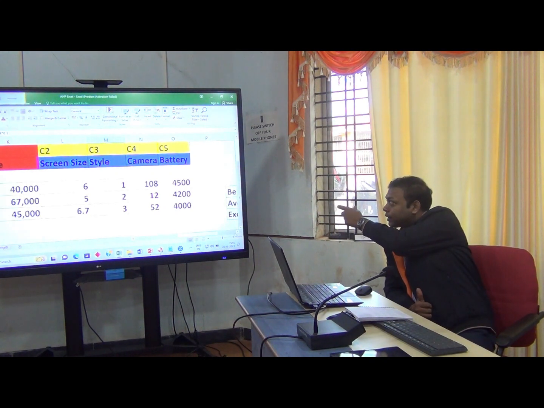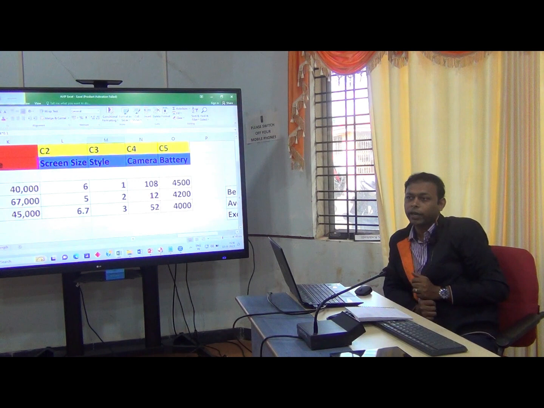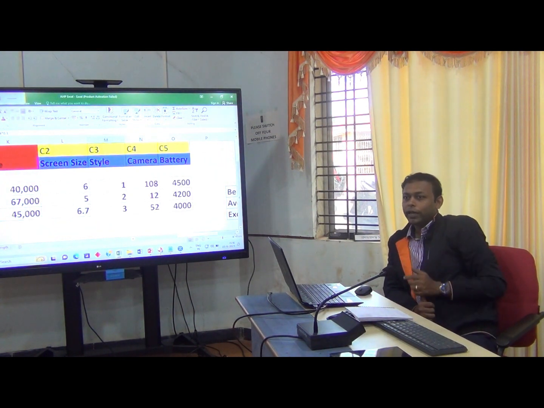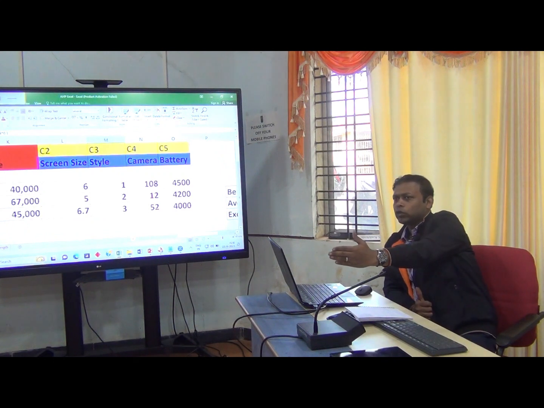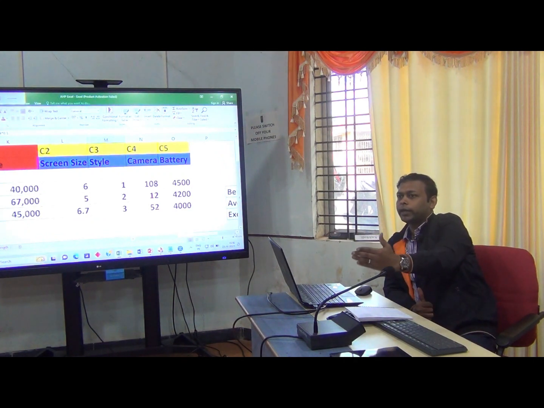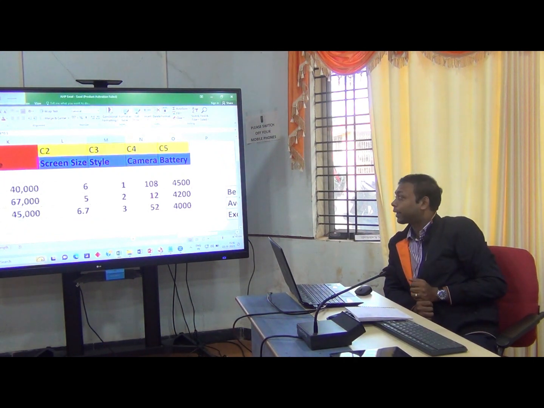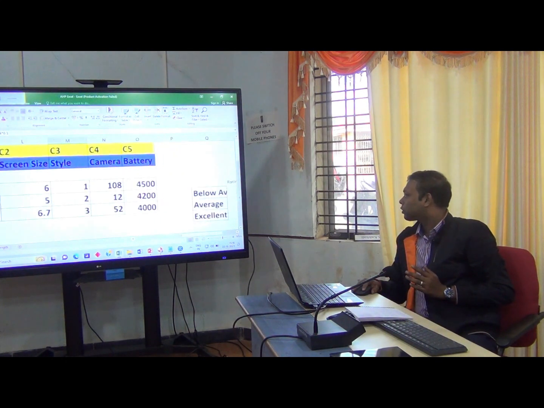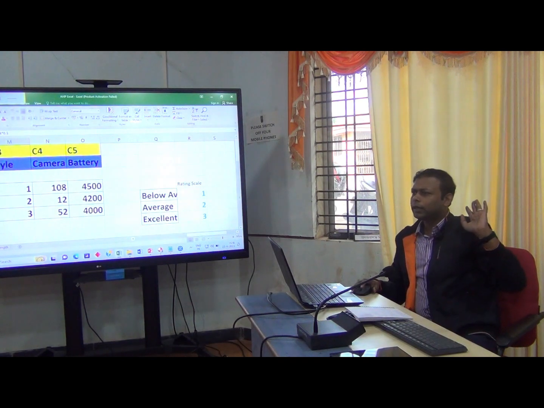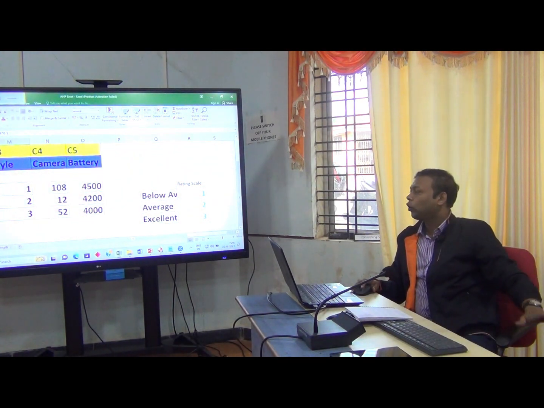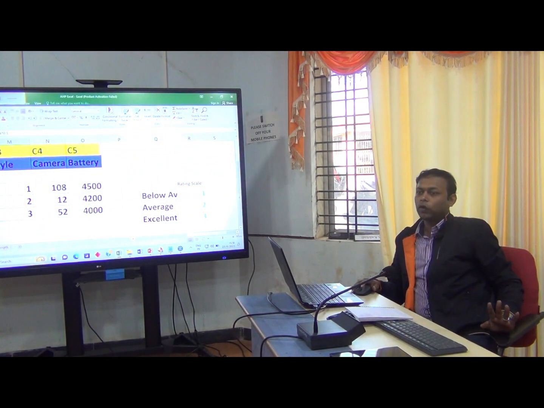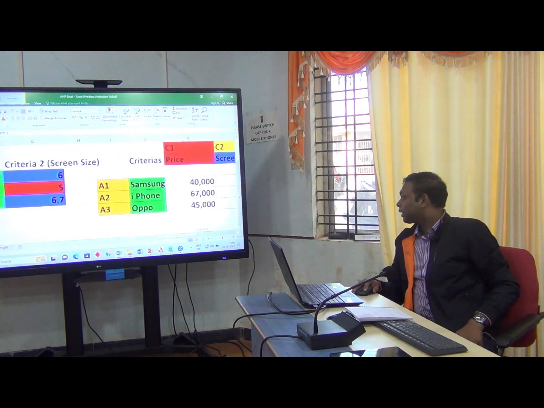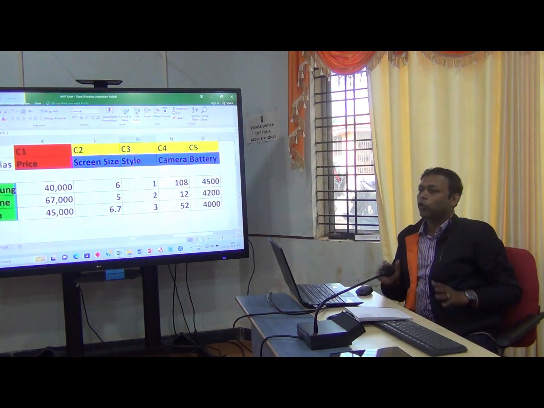Screen size, price, camera, battery, these are mostly quantitative criteria. When you come to style, that is a qualitative criterion. In social science, we mostly measure qualitative criteria as a ranking scale or a rating scale. Just for our convenience, I make a rating scale. Maybe in style, if it is below average, we will give it 1. If it is excellent, we will give it 3. So now think that this is the matrix or the decision points you have.